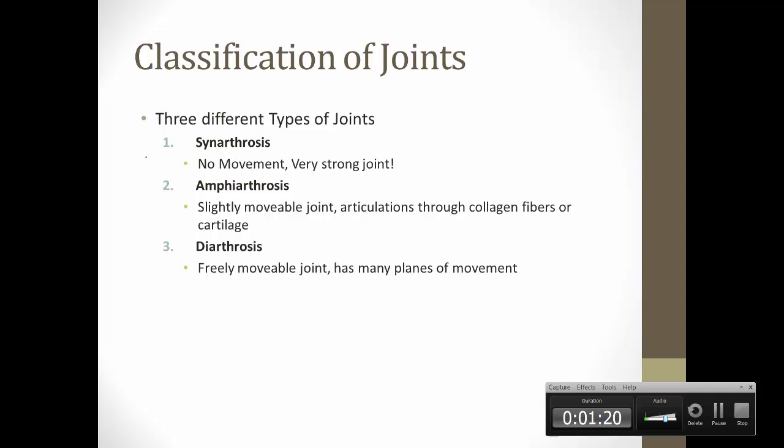So there are three different types of joints. The first one's called synarthrosis, without a movement joint. And the last one's called diarthrosis, which are the joints that are freely mobile. And then in between that, we have the amphiarthrosis. And as you know, the word amphi means in between, just like amphipathic. And these ones are slightly mobile or movable joints.